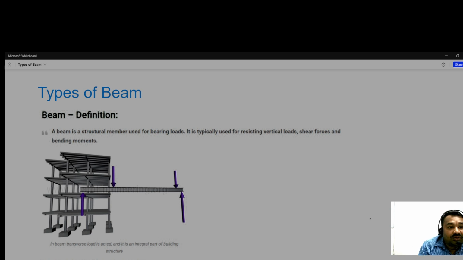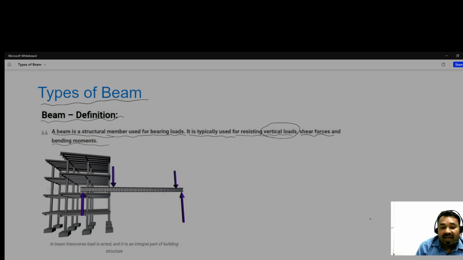And now I'm going to discuss the types of beam. So, firstly, what is the definition of beam? A beam is a structural member used for bearing loads. It is typically used for resisting vertical loads, shear forces, and bending moments.